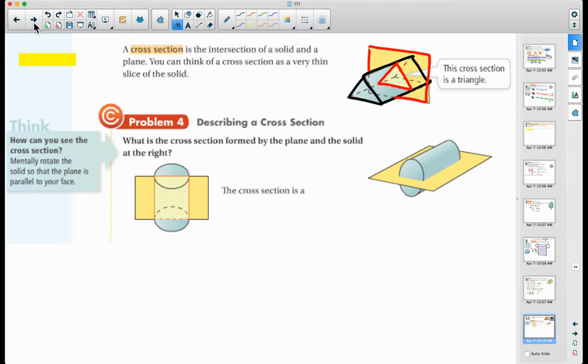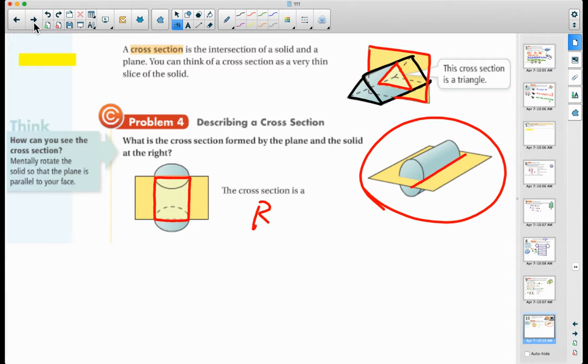Okay. All right, so here I have this cylinder. If I take a cylinder and I cut it right down here, like that, and I take those 2 halves of a can and separate it, what's it going to look like? It's going to look like a rectangle. All right, it's going to be a rectangle.